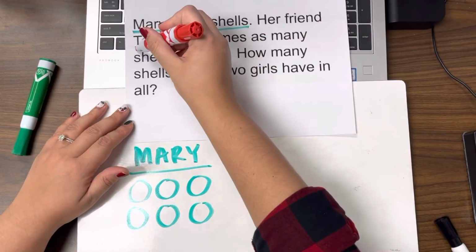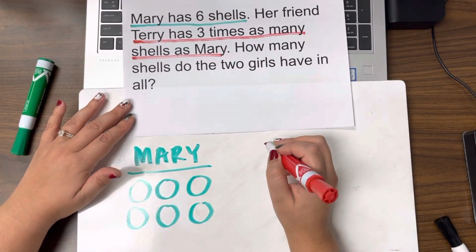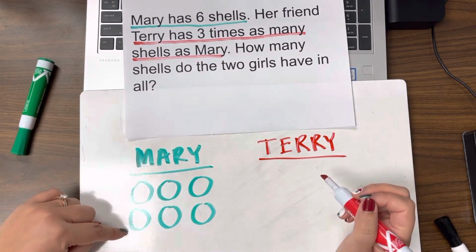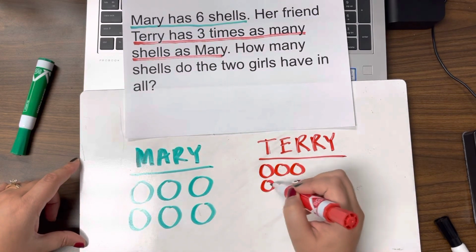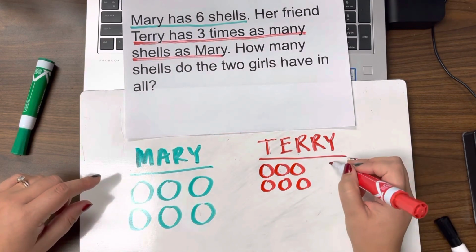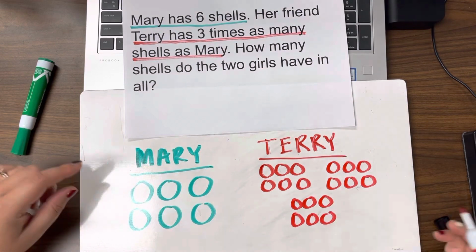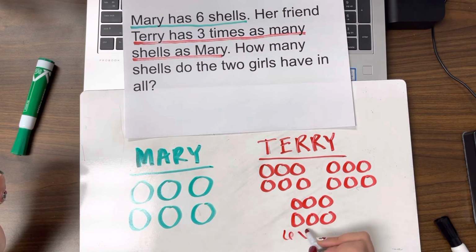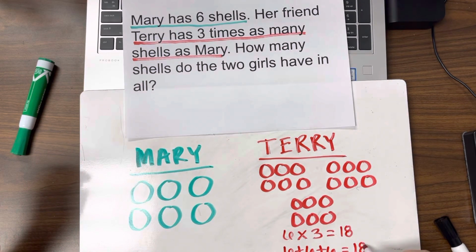And then her friend Terry has 3 times as many as Mary. So let's see. This is Terry. So 3 times as many. So I have 6, okay? So I'm gonna do 1, 2, 3, 4, 5, 6. And I have to do that 3 times. Okay? So I know that I have 6 times 3 equals 18. Or you can add 6 plus 6 plus 6, and that also gives you 18. Okay?